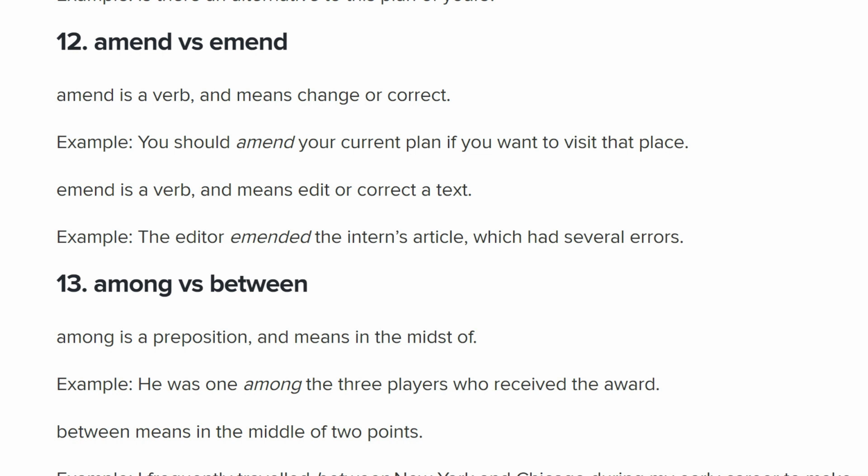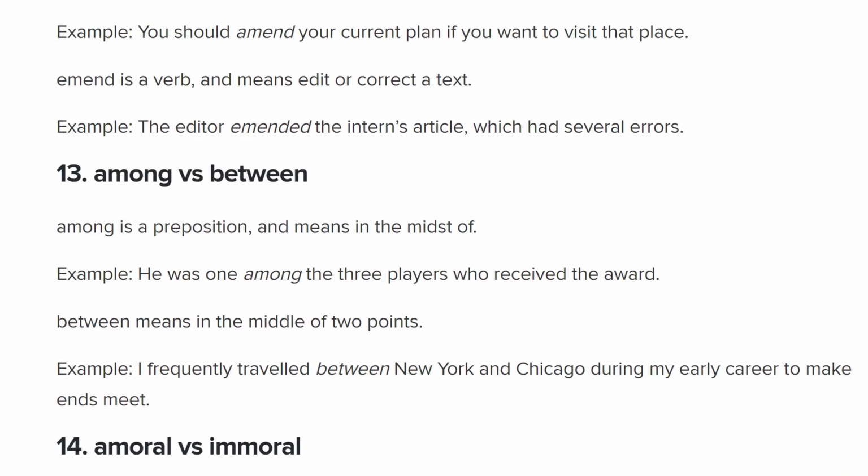So that's how you can remember it. E at the beginning of emend could refer in your mind to edit, editing, whereas amend is more broad. You should amend your current plan, whereas the editor emended the intern's article. I should pronounce it correctly without the emphasis, just so you know how to pronounce it. Amend and emend. Okay. Among versus between.